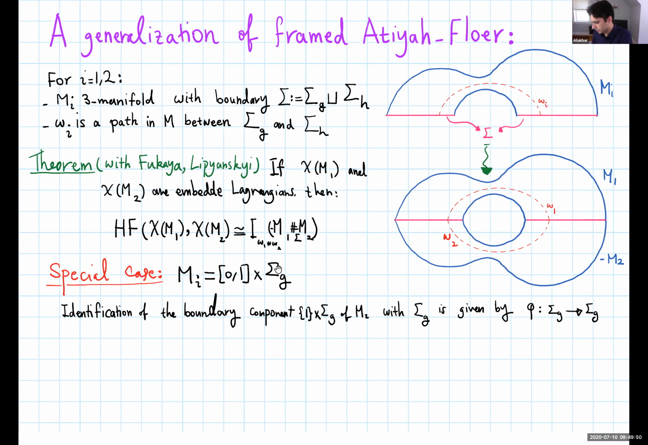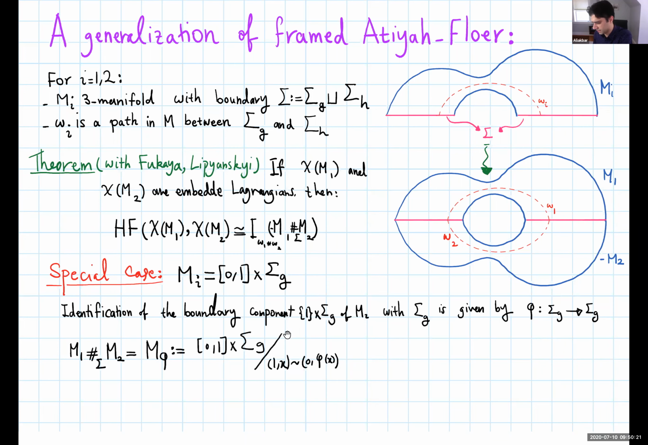And you have some degree of freedom. So what you can do is that, it's correct that the boundary is the union of two copies of sigma g, but what we can do is that we can change the identification of the boundary components using some map, some diffeomorphism of sigma g. So for example, here, I changed the identification of the boundary component of 1 times sigma g of the second three manifold M2 using some diffeomorphism of sigma g.